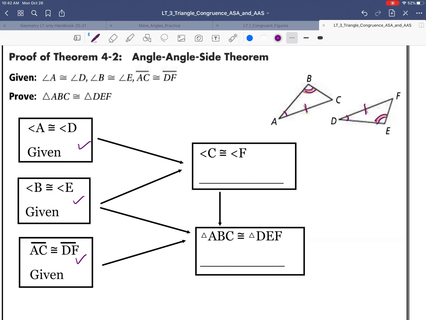The fact that A is congruent to D and B is congruent to E allows me to say angle C must be congruent to angle F, because if I have two angles of one triangle congruent to two angles of another, then the third angles must be congruent. So this is by the third angles theorem.